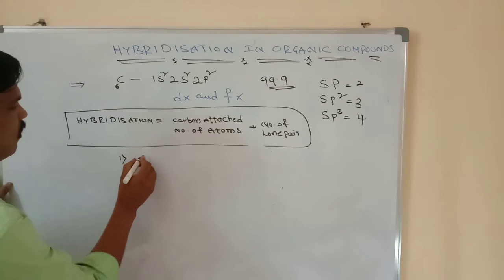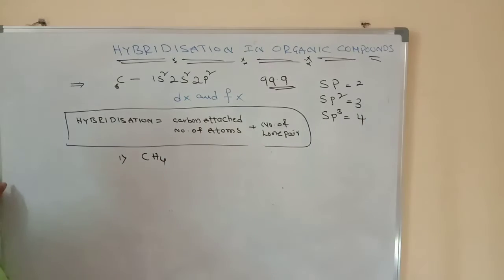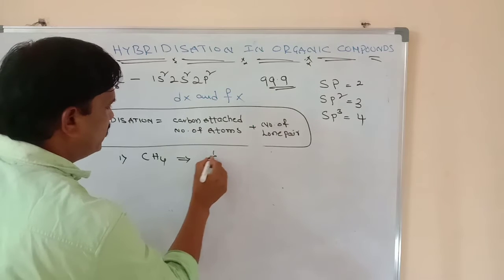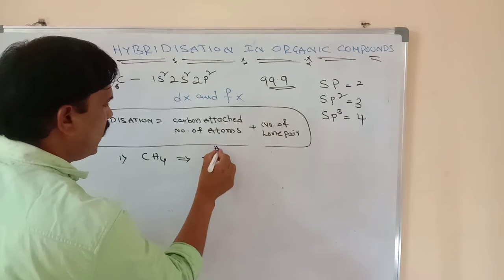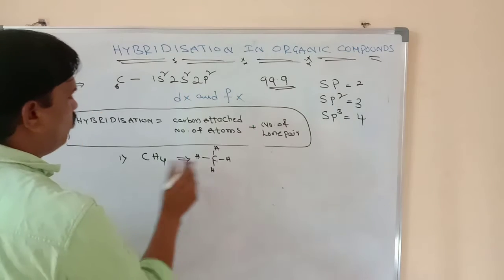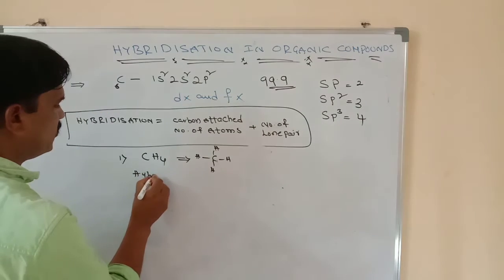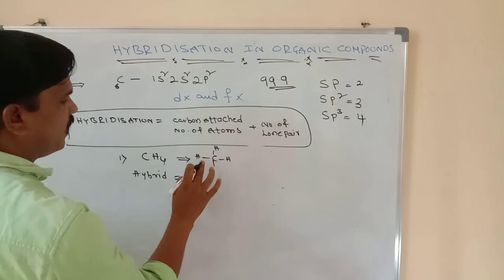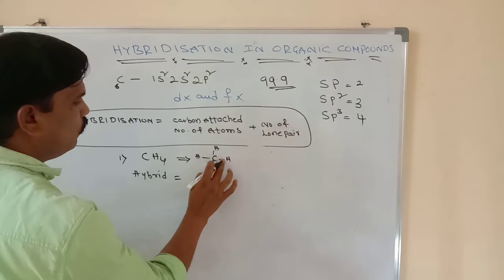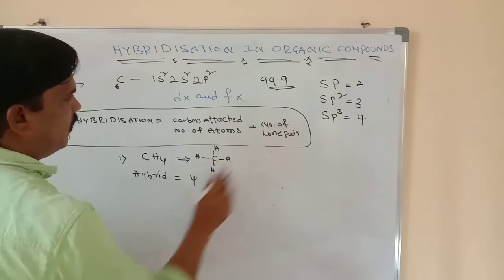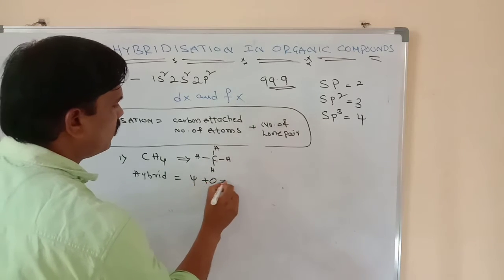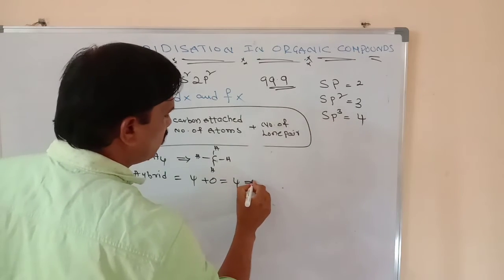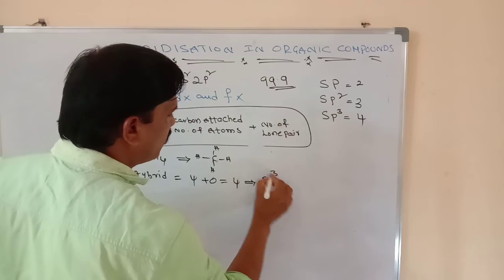Here, for an example I want to take CH4, methane. Methane is an alkane. How many hydrogens does it have? 4 hydrogens around the carbon. So what is our trick? Hybridization is equal to the number of atoms attached to carbon. Carbon attached atoms here: 1, 2, 3, 4. 4 plus number of lone pairs 0, that is equal to 4. 4 means the sum of powers equal to 4. Which type of hybridization? Methane undergoes sp3 hybridization.